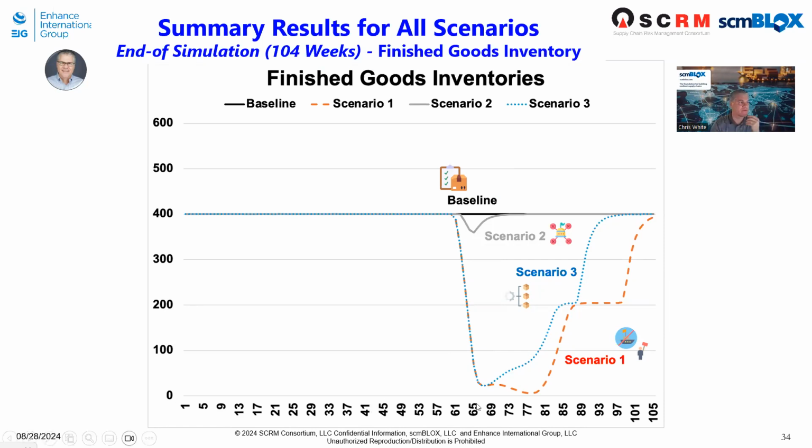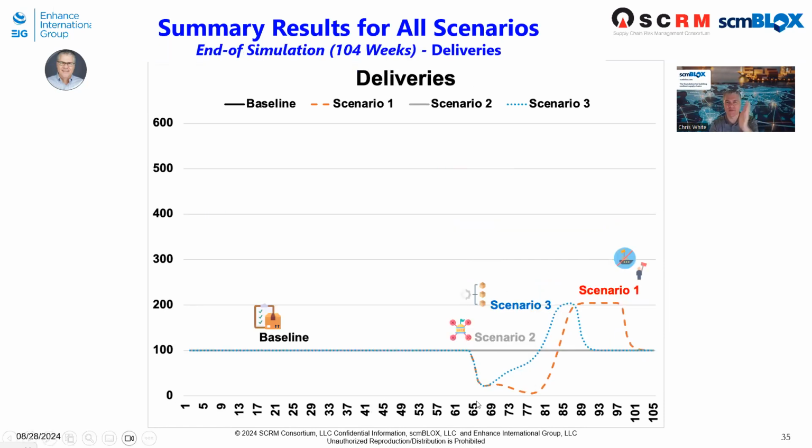So now if we look at deliveries, we're building through that internal process for the OEM of raw material, finished goods, and now deliveries. And you see in the deliveries, 100 baseline, but scenario 2 is also that same 100. It never suffers in terms of deliveries. Scenario 1, the dashed red line, does suffer, and scenario 3, the dotted blue line, is somewhere in between. So again, we see these staggered impacts.